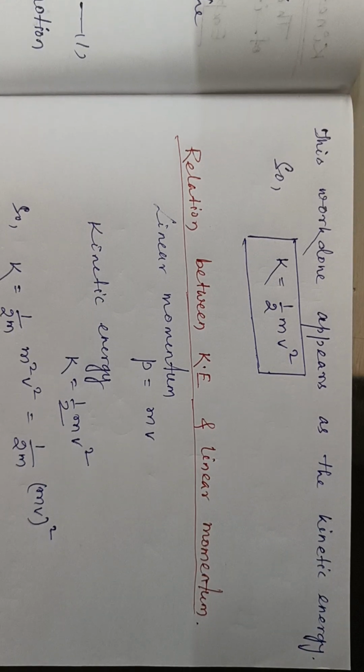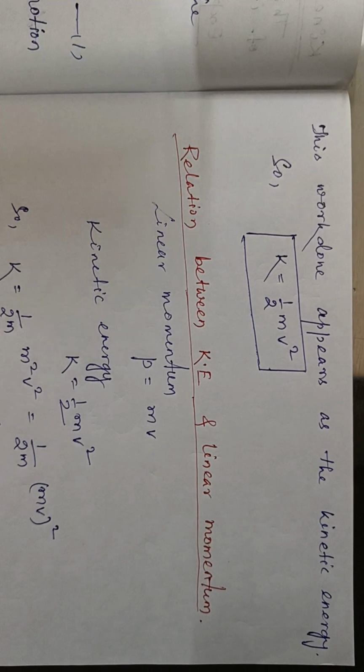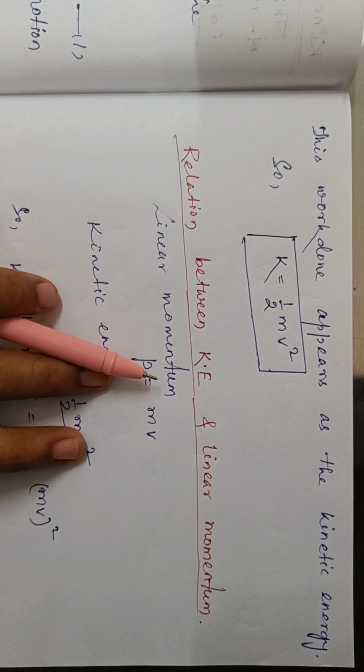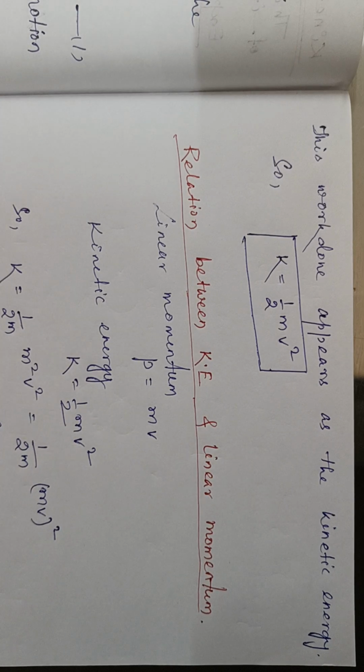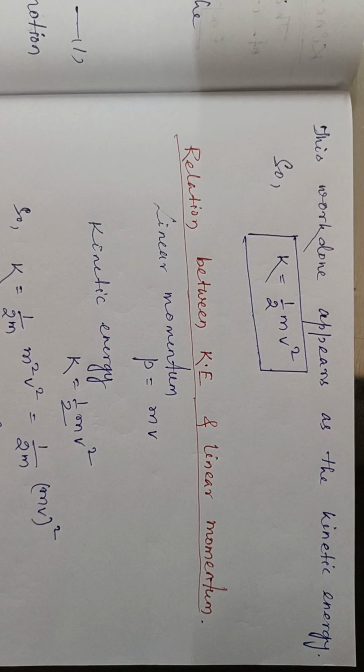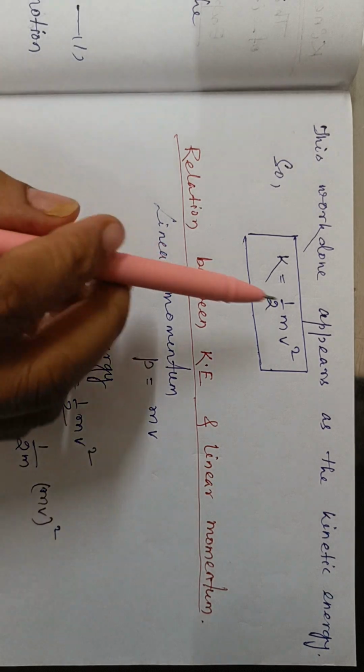So now I can say that this much work done is represented as the kinetic energy of the body. That means the amount of work done will be taken as the kinetic energy of the body, which the body has acquired due to its motion. Clear? So K is equal to how much?